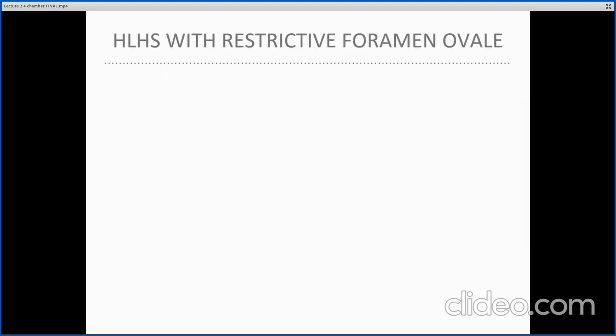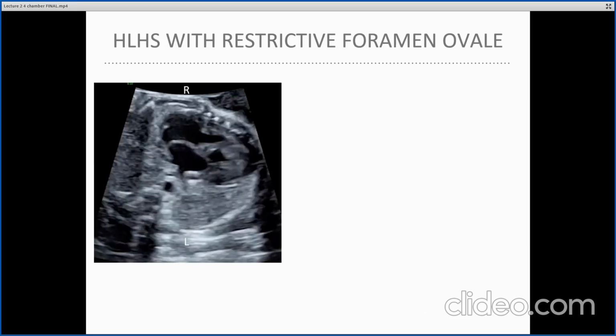Now we will see one variation of the hypoplastic left heart syndrome with restriction of the foramen ovale. Here we can see the left ventricle is small, and when we look at the atrial septum, it appears completely intact. There is no defect. And if we notice carefully, the foramen ovale is bulging towards the right atrium.